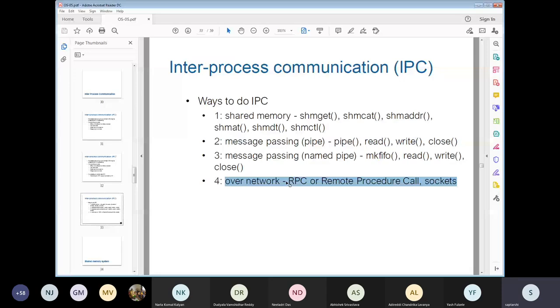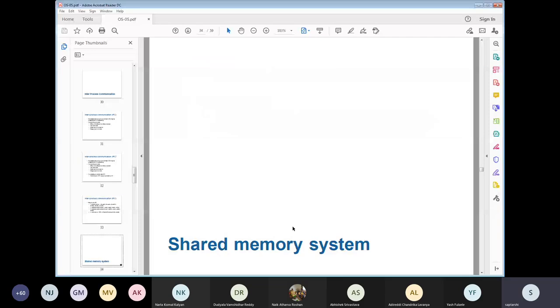As you can see, there are several system calls associated with each of these IPC mechanisms. I'll introduce you to some of them, but we won't go into too much detail about any of these. You are expected to read the man page or some other material or a book to understand more details about these system calls. But we will introduce you to those system calls and understand how they are used. Okay, so let us start discussing a shared memory system.